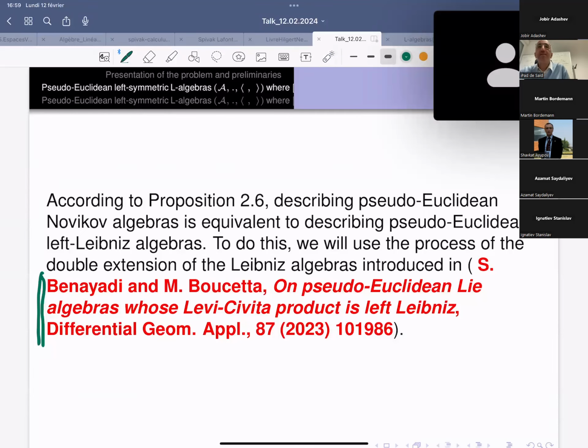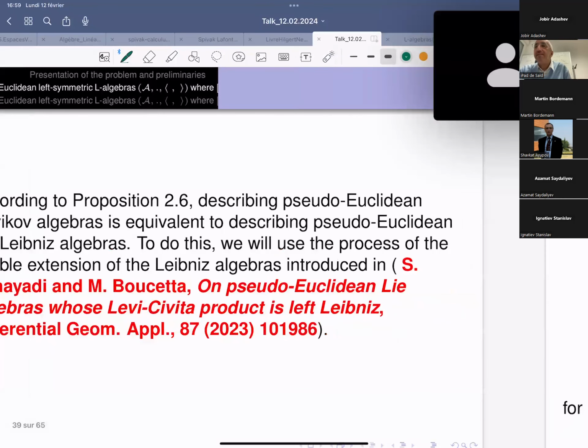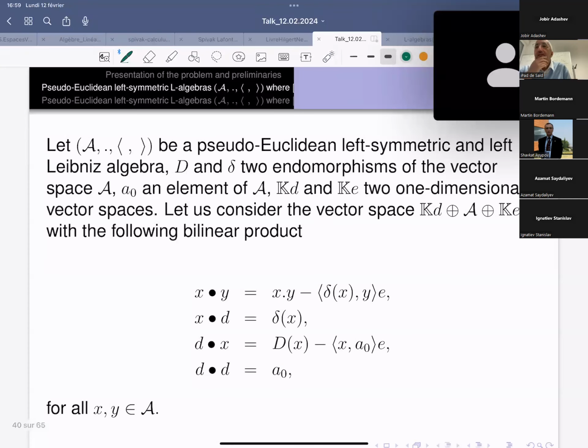I explain what this definition or this process of double extension is in the case of left Leibniz algebra. But in our case, we have left Leibniz algebra, but also we have left-symmetric algebra. We have these two structures at the same time.